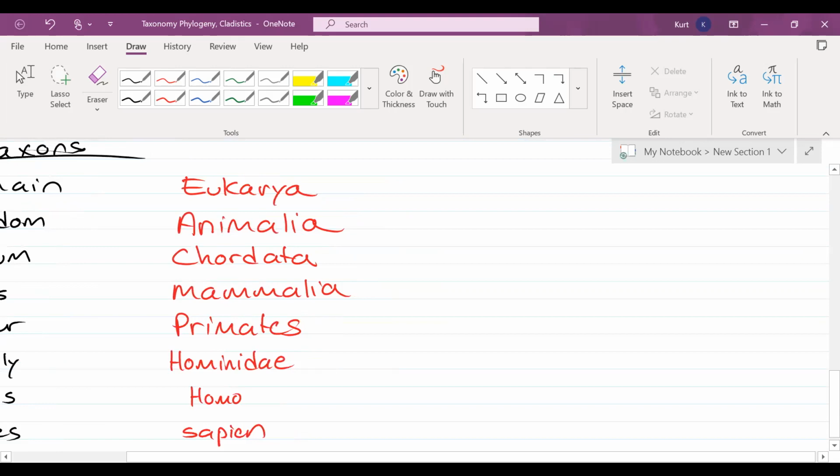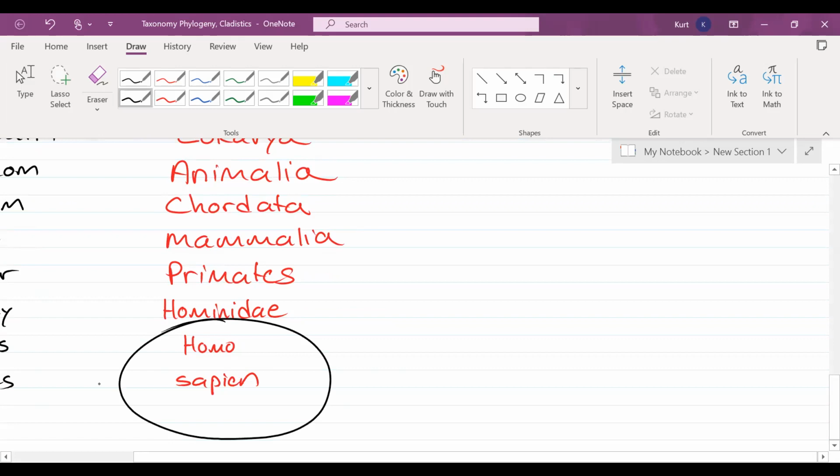Well, I want to focus on the last two. This is part of the binomial system. This is the scientific name. This whole system of naming things scientifically is called binomial nomenclature. How many is bi? Bi is 2. Nomial means name. So two name, and nomenclature is like a naming system. Two-name naming system.